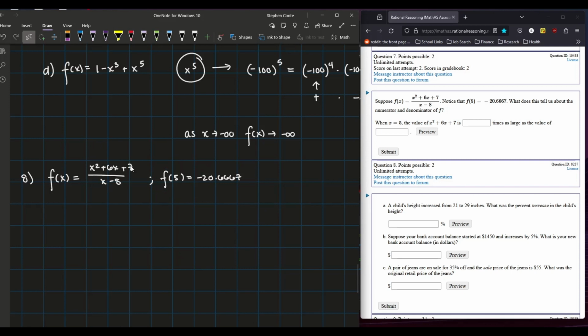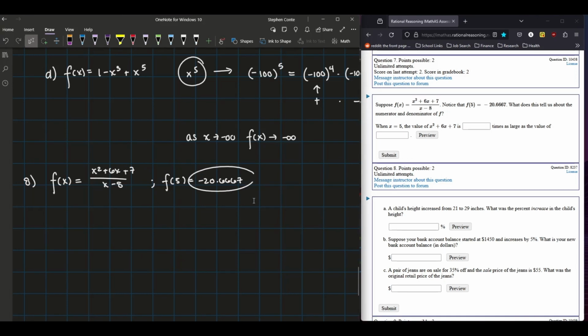Well, I mean by the nature of a rational function, right? I'm taking a function on top, I'm dividing it by a function on the bottom. This ratio, this function divided by this function, whatever output I get, is going to tell me that the top function is some number of times greater than or less than the bottom function, right? So if I input 5 here, that tells me that the top function is negative 20.6667 times larger than the bottom function when x is equal to 5. Obviously negative 20 is smaller, right? But that's the answer, right?